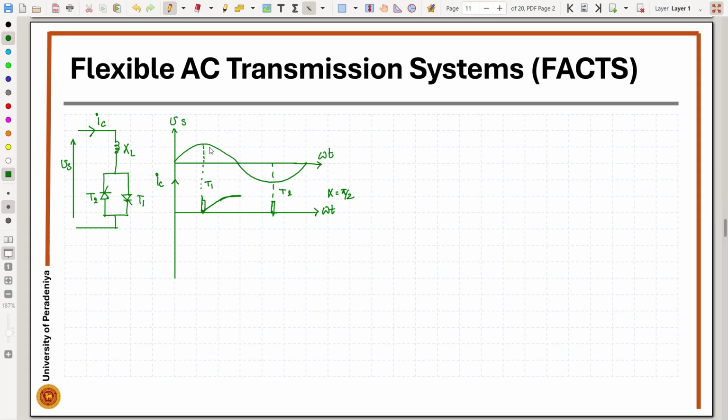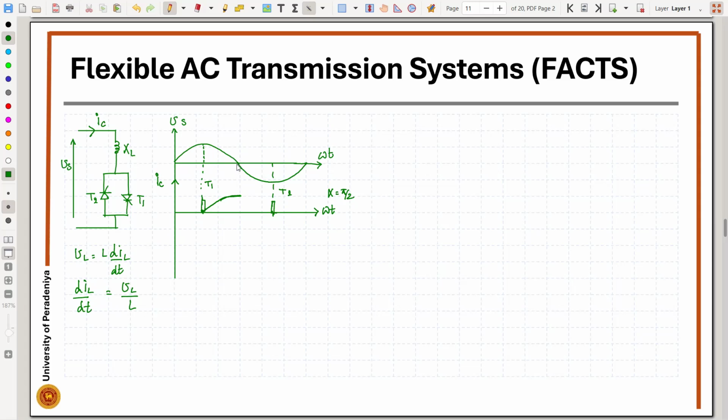So at this point, the current is 0. We have a voltage. Since we have a voltage, we know that the inductor voltage V equals L di by dt. So dIL over dt is going to be VL over L. Here the voltage is positive, so di by dt is positive. At the beginning we are starting with 0 di by dt, but since the voltage is positive, the current is increasing.